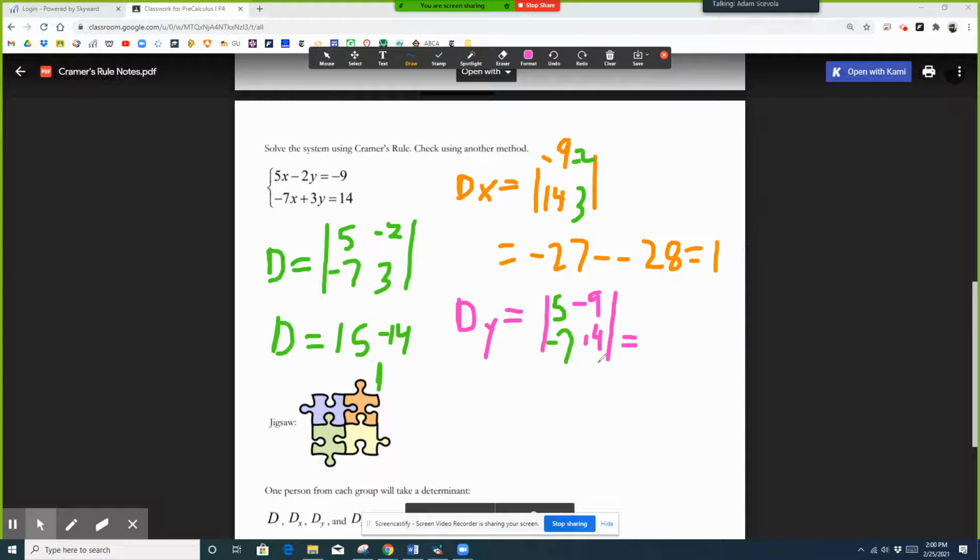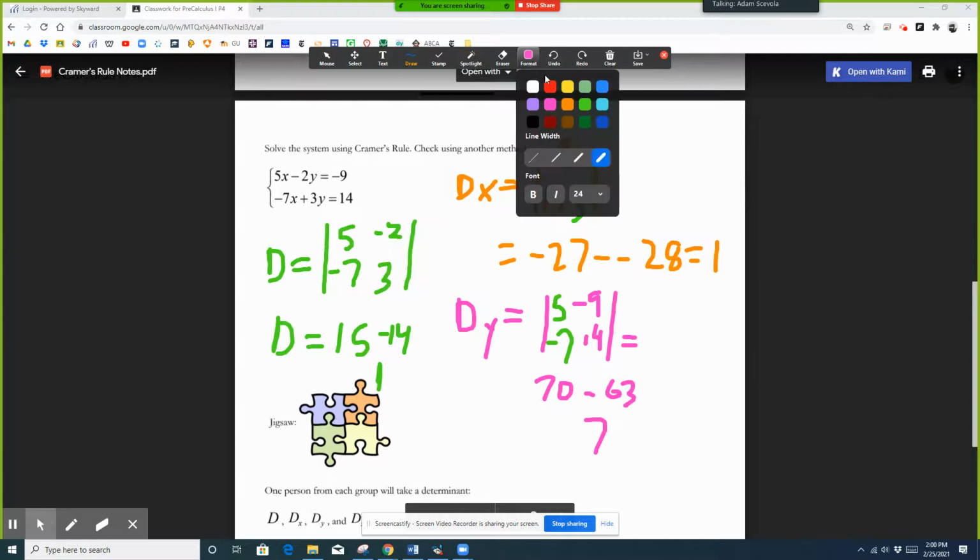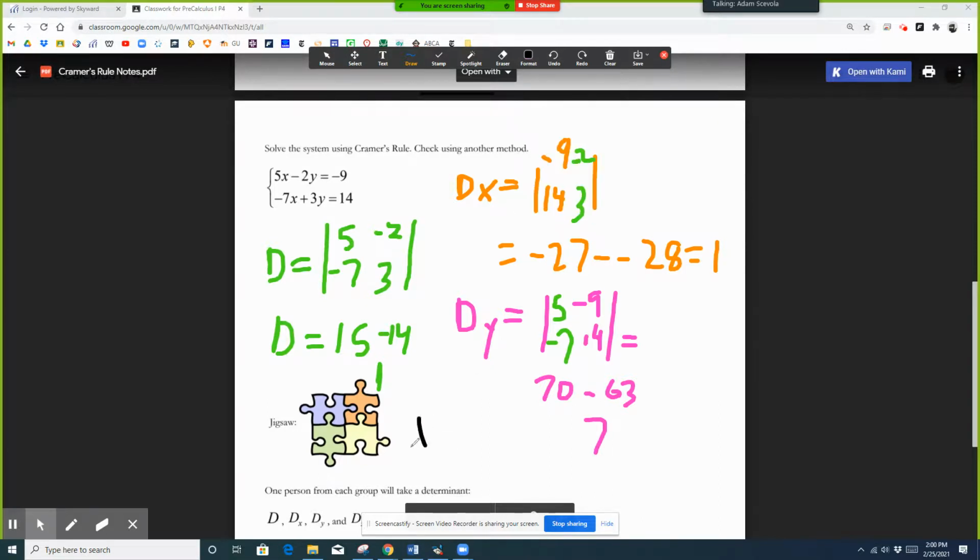Okay, now cross multiply. So 5 times 14 is 70 minus 63. And we get 7. So our final answer: x is going to be dx over d, so 1 over 1, and that's just 1. And y is going to be dy over d, so 7 over 1, 7.